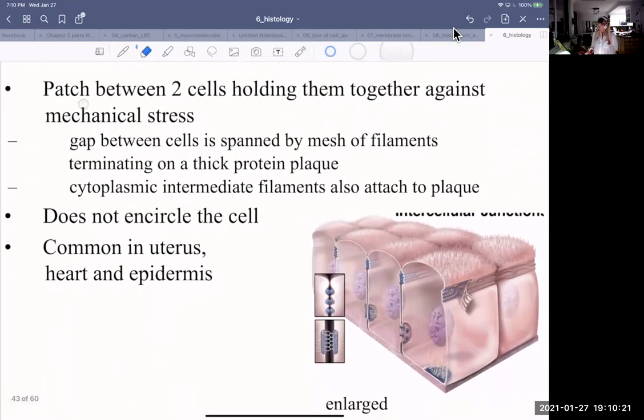Desmosomes are like patches between two cells, holding them together against mechanical stress. So there's a gap between the cells, and that has a mesh of filaments. It doesn't encircle the cell. You'll find it in places like the uterus, the heart, and the epidermis, places that tend to stretch mechanically. So this keeps the cells from splitting apart.